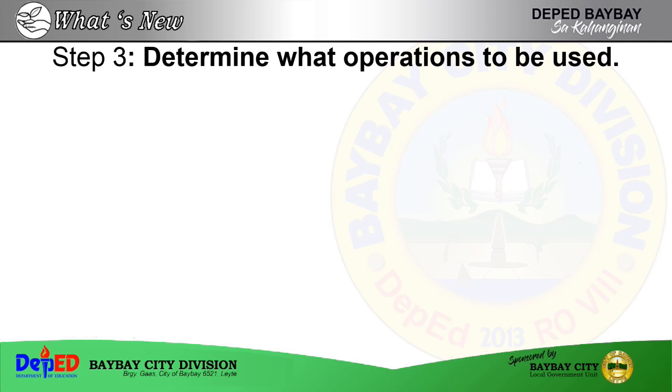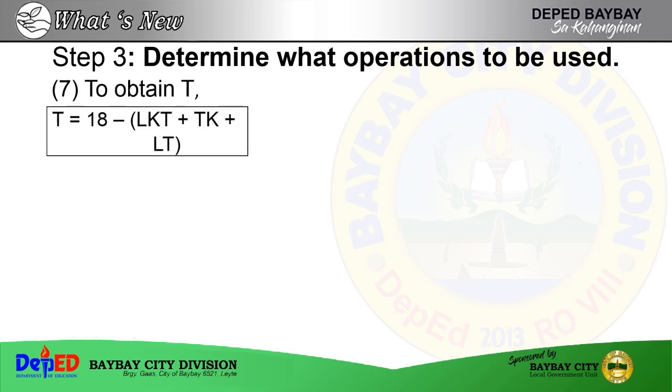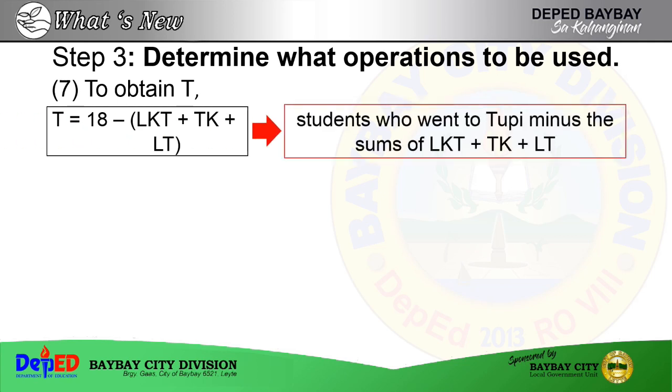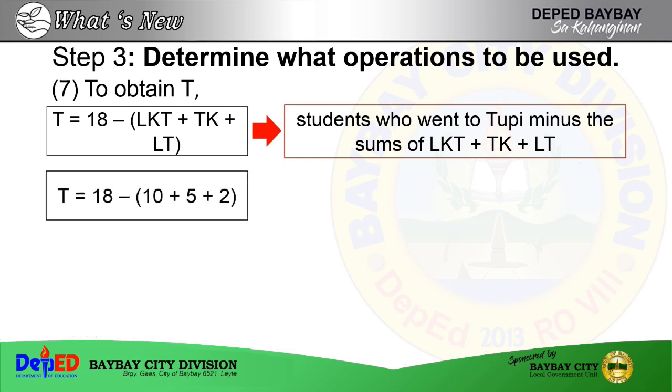To obtain T is equal to 18 minus the quantity of LKT plus TK plus LT. These are the students who went to Tupi minus the sums of LKT plus TK plus LT. T is now equal to 18 minus 10 plus 5 plus 2. We substituted the LKT to 10, TK to 5, and LT to 2.